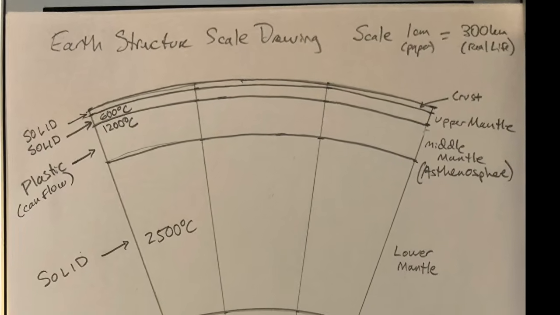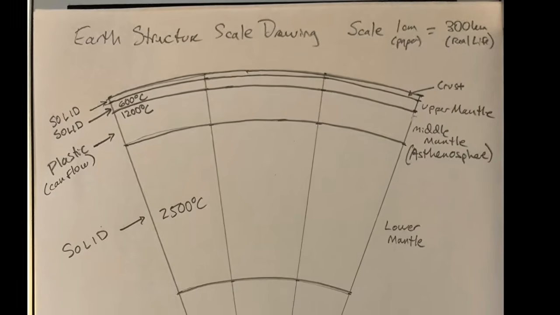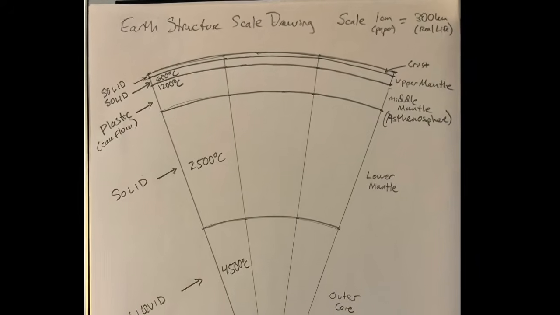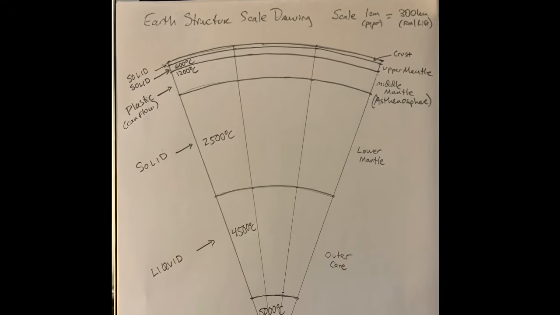Your final product will look something like this. You can see that the scale is 1 centimeter on paper is 300 kilometers. And I'm going to walk you through how I got that and how I drew it so that it looks to scale.